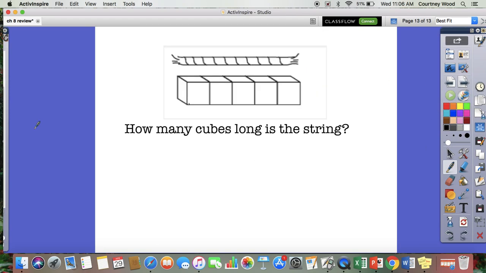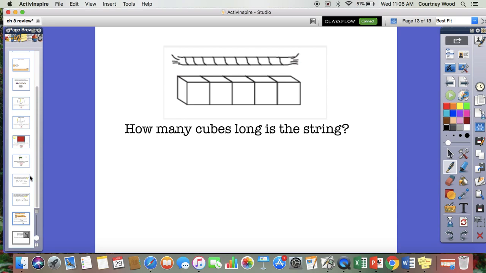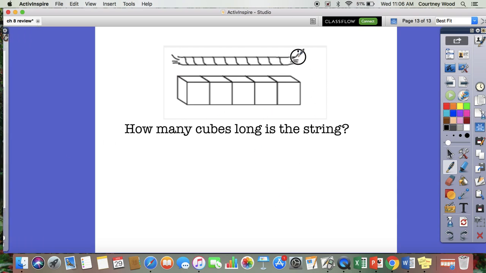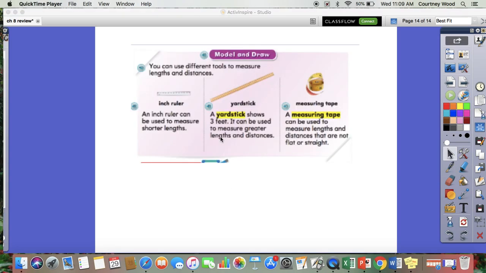Okay, I think this is the last one. Oh, yep. How many cubes long is the string? Count the cubes. 1, 2, 3, 4, 5. 5 cubes.